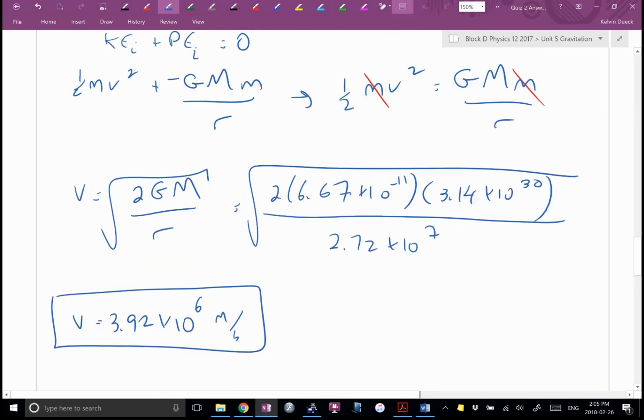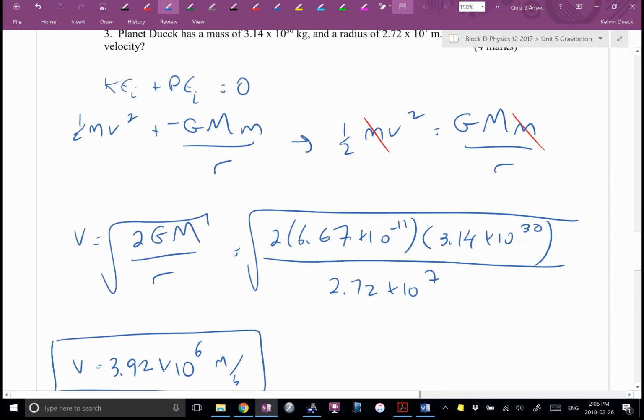If you got that, 3 out of 3. Otherwise, wow, I made this 4 marks. 1, 2, 3, 4, 5, 6. I'd probably go 1 mark for that, 1 mark for that, 1 mark for that, and 1 mark for the answer. Something like that.